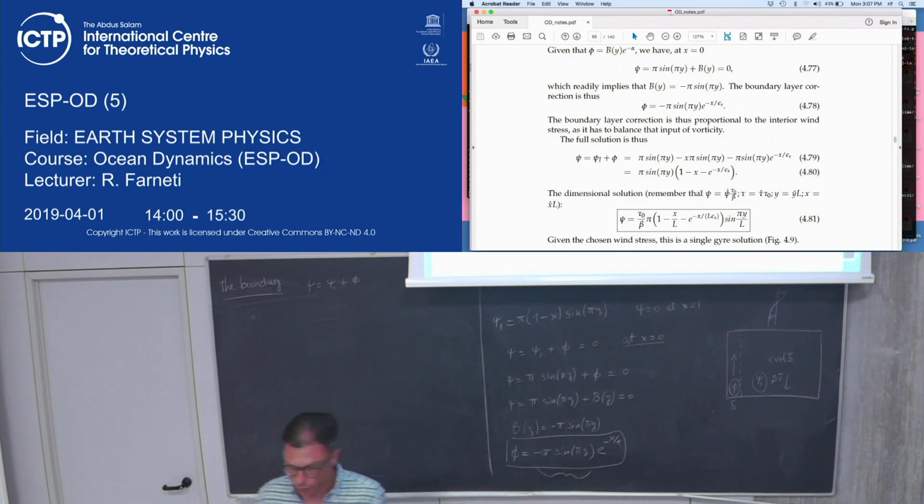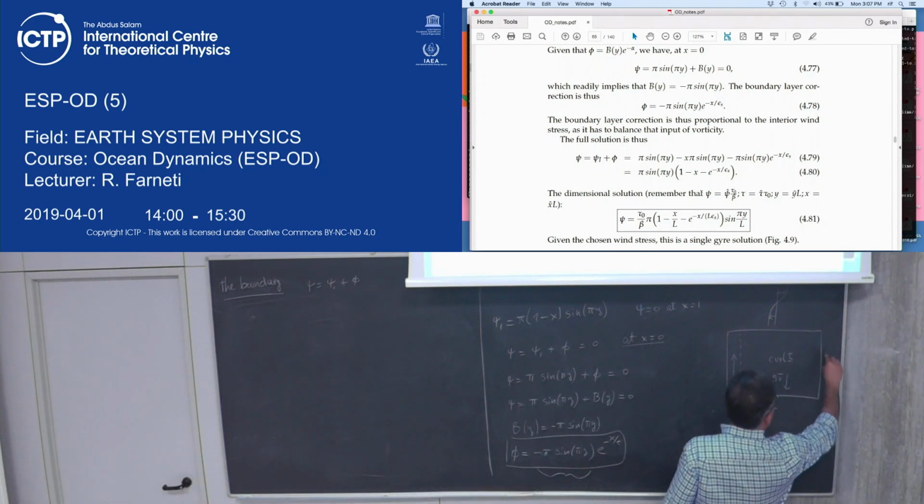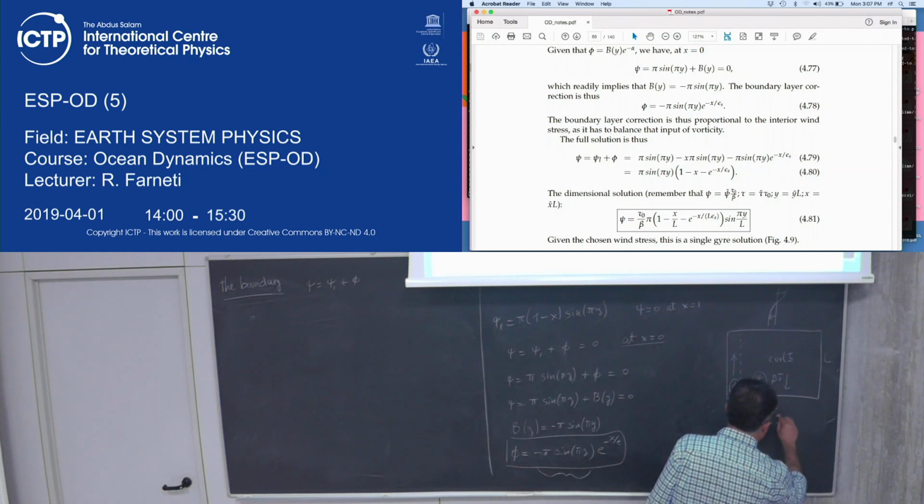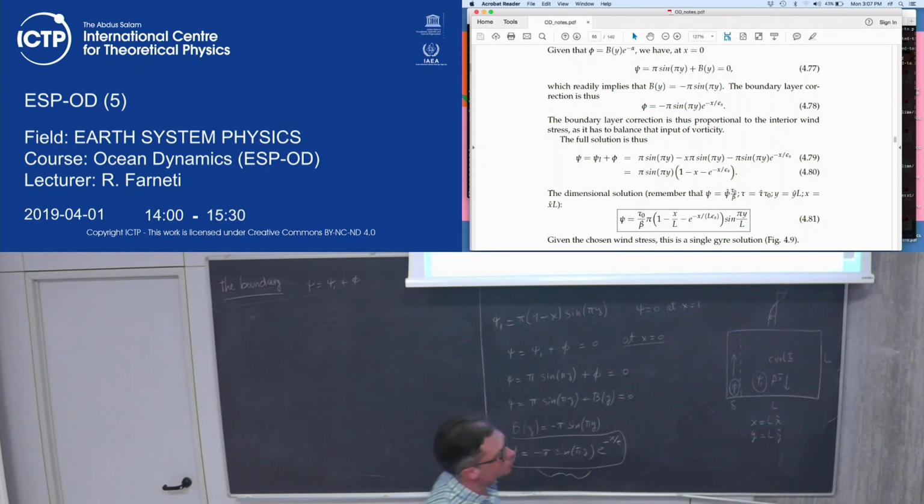Remember that we're working with non-dimensional variables. We had set variables to be x equals L x hat, y equals L y hat, and so on. So we're non-dimensional. So you can go back to dimensional variables to get a dimensional solution. So if you go back to x and y and not the x hat and y hat, you can rewrite the total stream function to be like this.